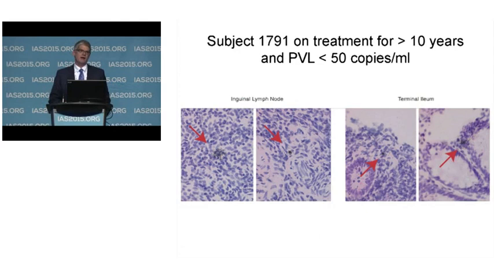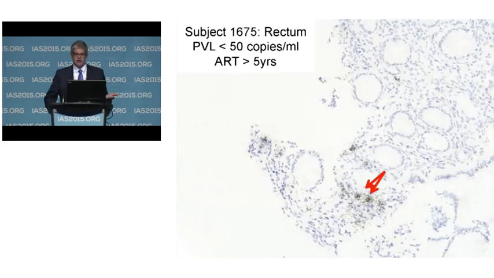Let's look back at those RNA-positive cells under treatment. And this is what you see. Here's a patient who's been on treatment for 10 years, RNA less than 50. Here's a single cell at a different resolution in the lymph node. Terminal ileum sampled at the exact same time. You see the occasional positive cell. Probably reactivation from latency. Don't see much going beyond that.